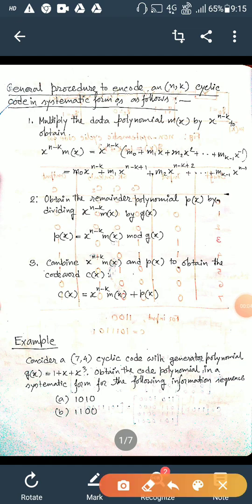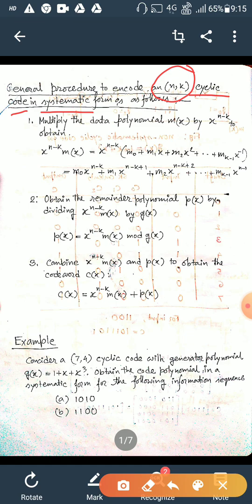Today we discuss the systematic cyclic code. Cyclic code basically comes in two forms: one is the non-systematic and the second one is the systematic form. And obviously you also know that this is a linear code, and for this reason it is represented in the form of (n, k), where n is defined as the code word length and k is defined as the message bit.